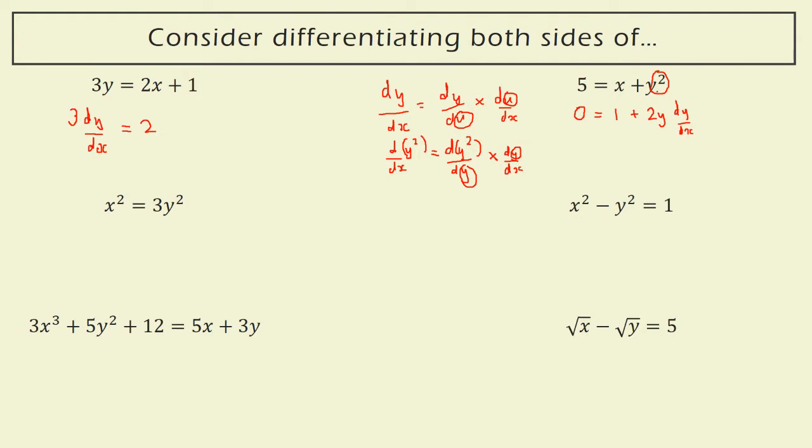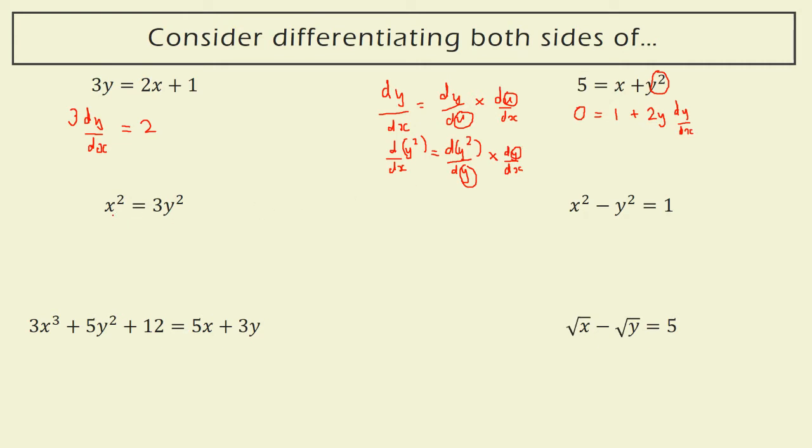All right, so whenever you see a function of y, just think differentiate it with respect to y, and then write dy by dx on the end. That will be what it differentiates to, because that's what the chain rule is telling me. Differentiate it with respect to y, and then write dy by dx on the end. Okay, let's come to this one then.